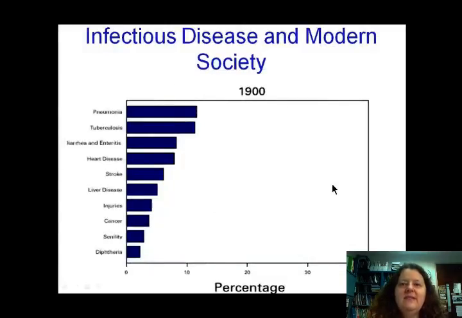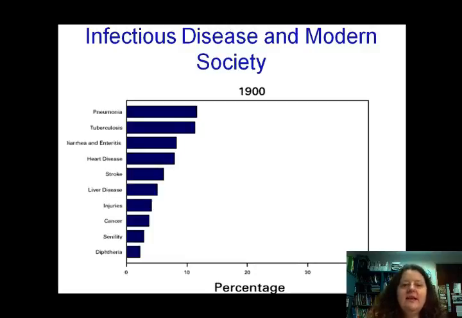Okay, now that we've taken a look at some basics about infectious disease, a little bit of terminology, some of the ideas that we think about when we talk about infectious disease, let's return to that idea of infectious disease in our modern society. How is infectious disease impacting populations around the world? Which populations are hit hardest and why?